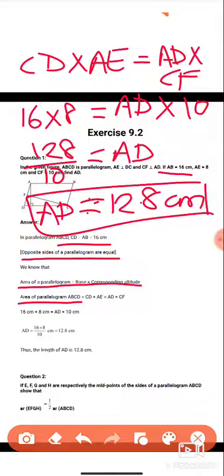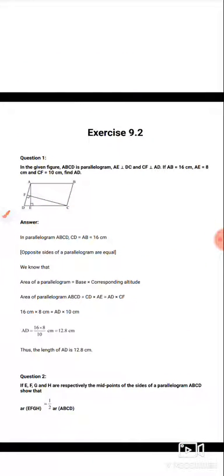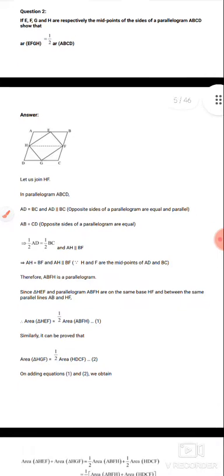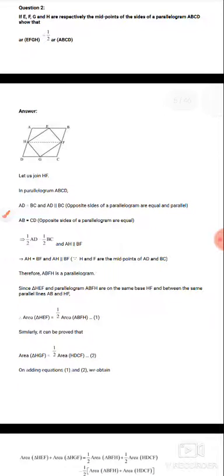Only this much is your sum. Next sum, question number 2. Question number 2 is: if E, F, G and H are respectively the midpoints of the sides of a parallelogram ABCD, show that EFGH is equal to half of the area of ABCD. First of all make a parallelogram ABCD, then write the midpoints E, F, G and H, then join the midpoints E to F, F to G, G to H and H to E. Then make a line segment connecting H to F.